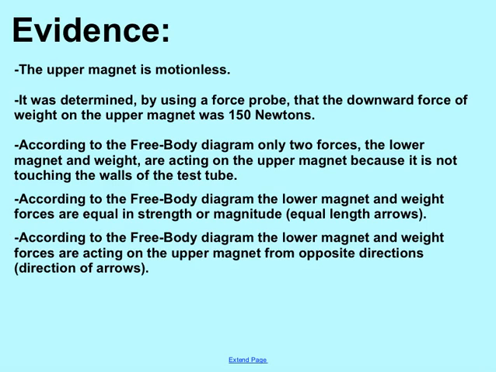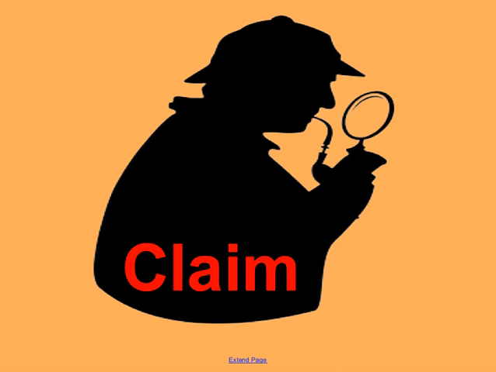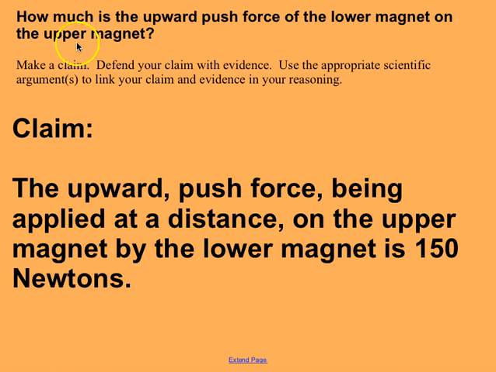Now, once you have the evidence, you can come back and make a claim. And your claim is just analyzing all the pieces of evidence to see what fits. Again, you want to look at your scientific principles to see if your claim will be supported by a scientific principle, because it should if we're including it. So here's my claim. And the question was, how much is the upward push force of the lower magnet on the upper magnet? The upward push force being applied at a distance on the upper magnet by the lower magnet is 150 newtons.